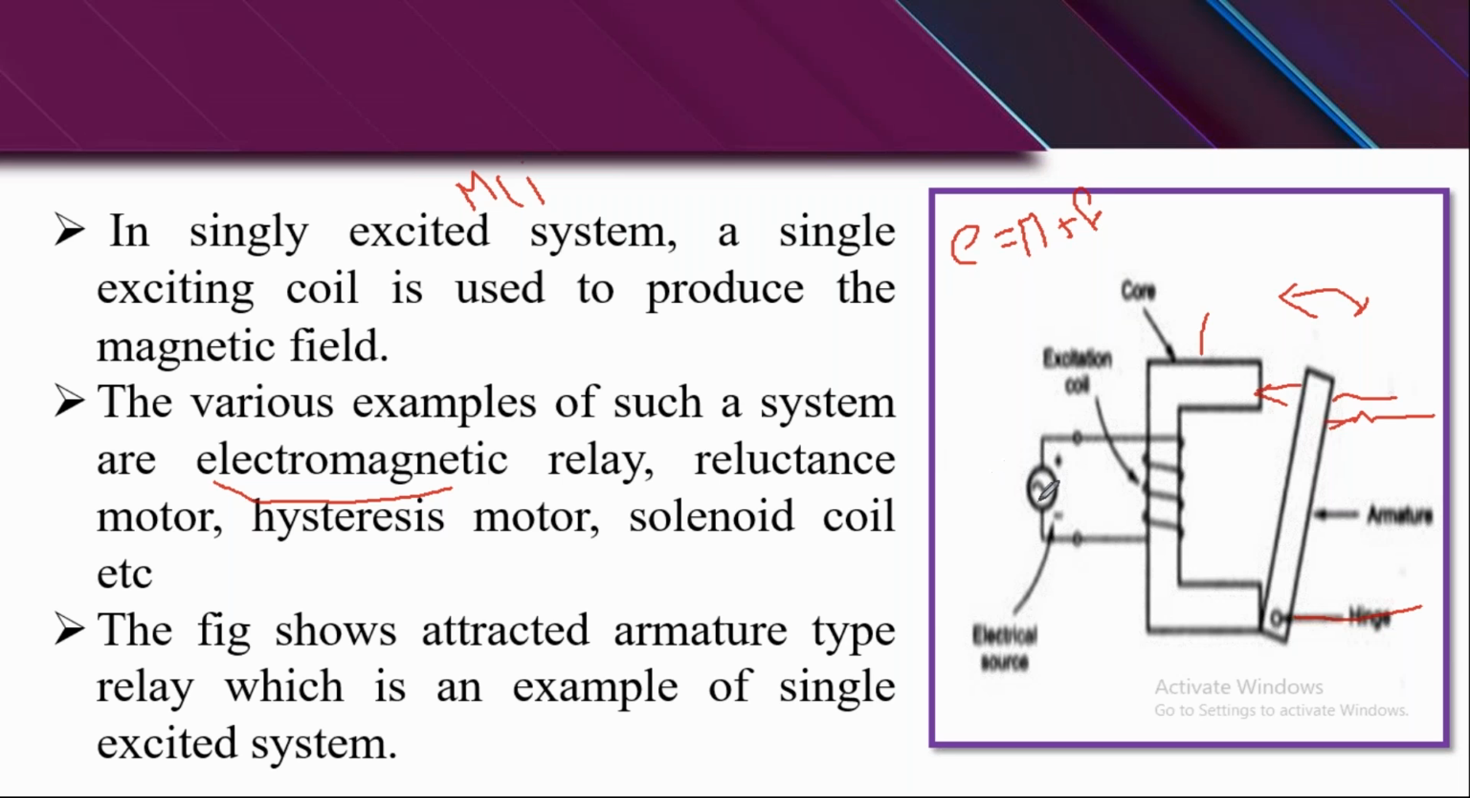So we are applying the electrical energy. After that, a magnetic field will be generated. After that, mechanical force will be delivered. So this is the energy balance equation. Now we are going to derive the derivations for this single excited system in terms of these three parameters: electrical energy, that is input energy, mechanical force, and field energy stored. So these three parameters we are going to study here.